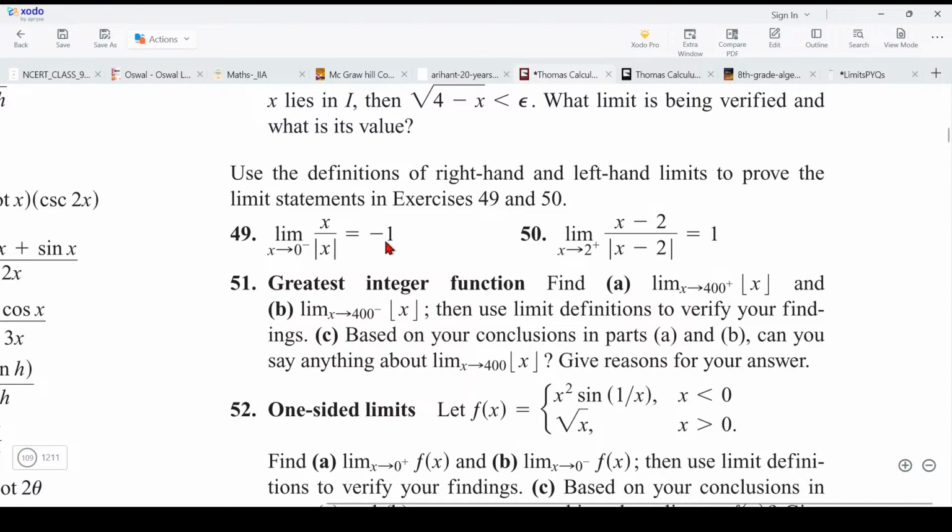Agreed? Okay. When x is greater than 0, what is x by mod x? What is the limit? That should be 1. So does the limit exist as x tends to 0? No, it does not. On one side it is -1, and on the other side it is +1. So the limit does not exist. Okay.